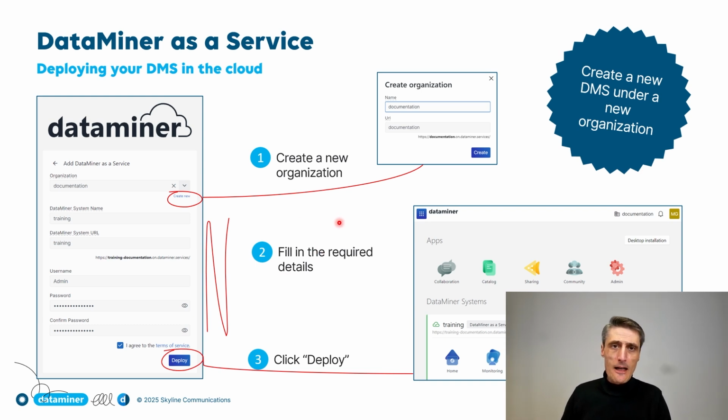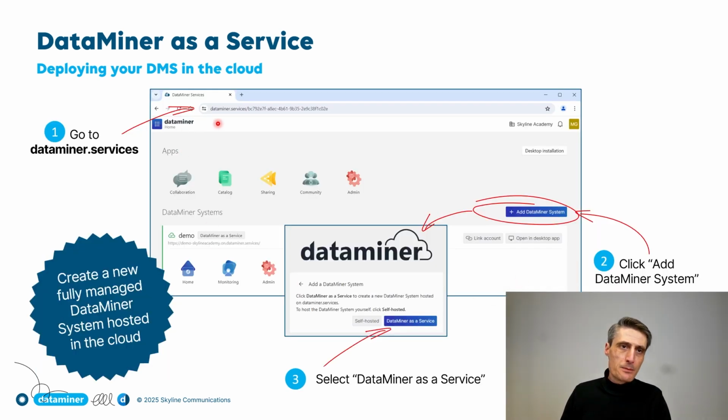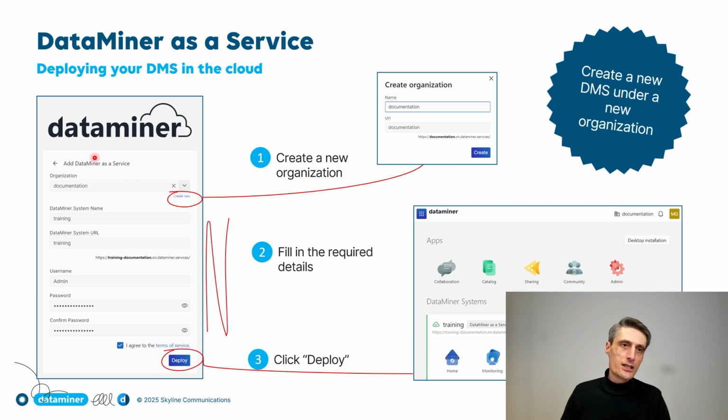So what did I do? Let's go back one slide. On the dataminer.services homepage, I clicked on the blue button to add a DataMiner system. I chose DataMiner as a service, and then I got the page where I specified the name for my organization. I created a new one actually, and I specified the name for my system, specified the password, and I started deploying that. That's how simple it is to create a DataMiner system, and you can start working on that.